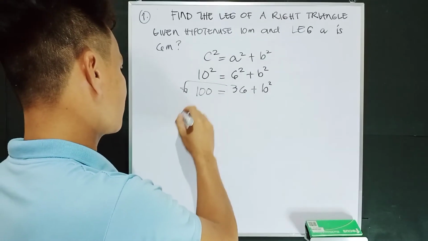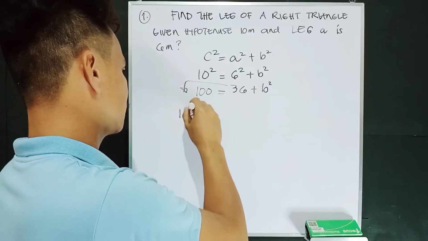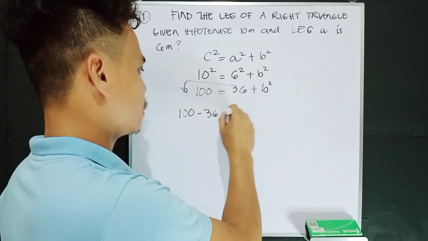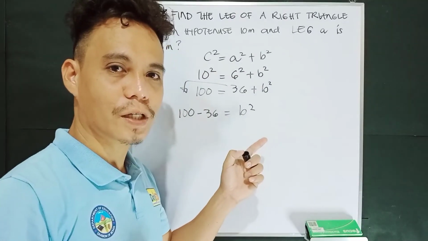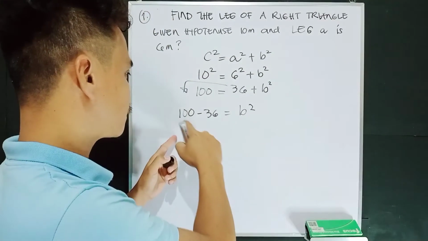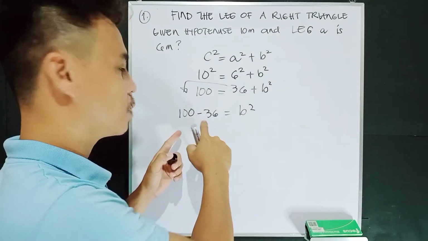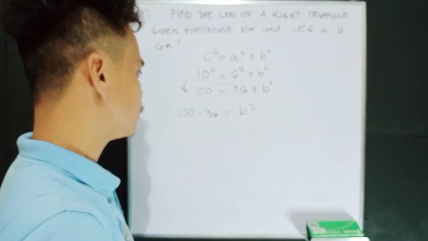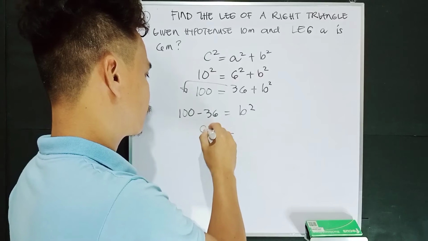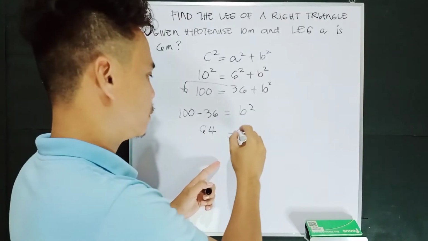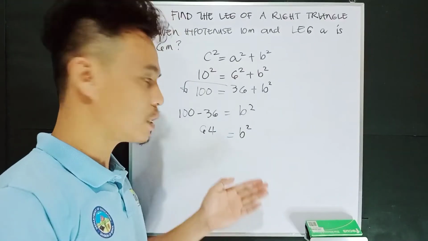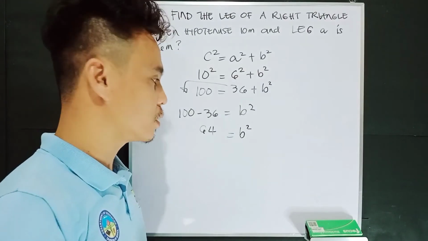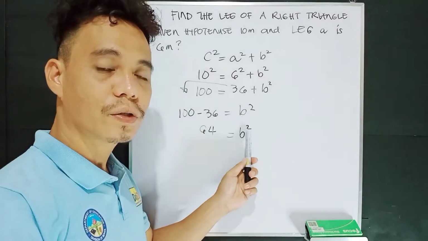So, therefore, this is 100 minus 36 is equal to your B square. Okay? I hope nasundan guys, no? So, therefore, 100 minus 36 is equal to 64, B square. Okay, para makuha natin yung B ngayon sa susunod is to eliminate your squared.